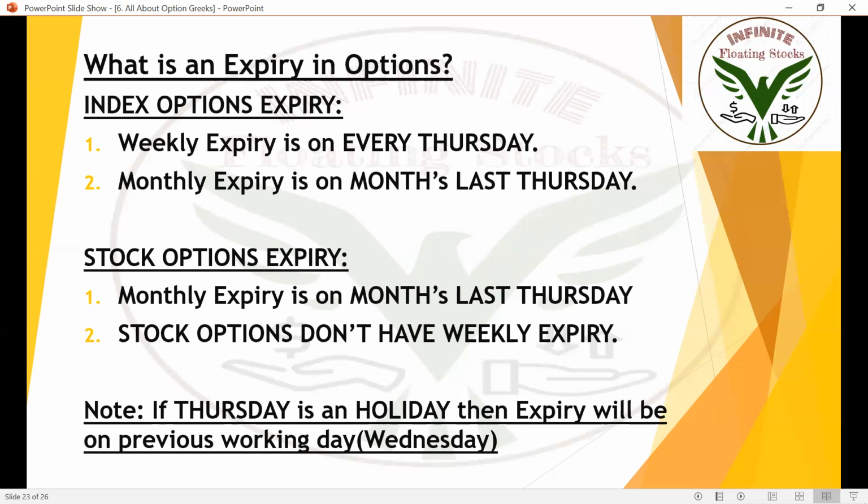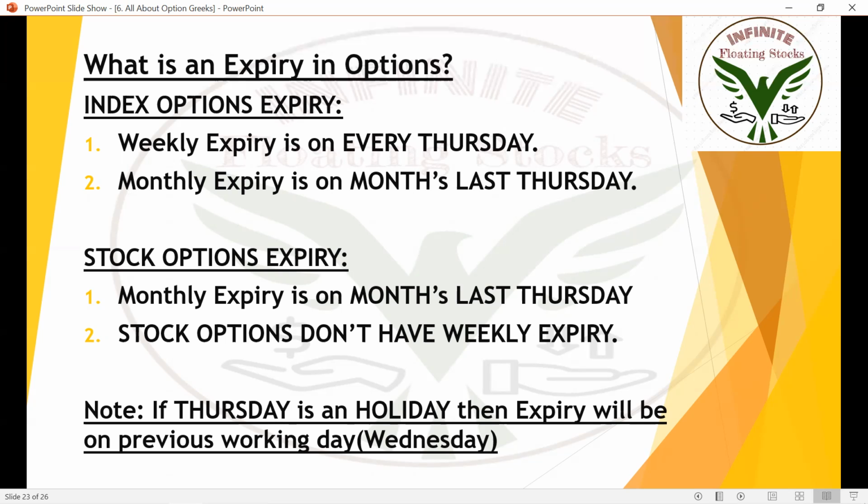If you want to trade on expiries every week, then you need to trade on index only, because stock options don't have weekly contracts or weekly expiries. I repeat, stock options don't have weekly expiries. If you want to trade on stock options, then you need to choose monthly expiries only, and the monthly expiry for stock options is on the last Thursday of that month.